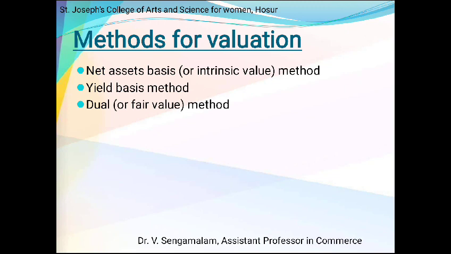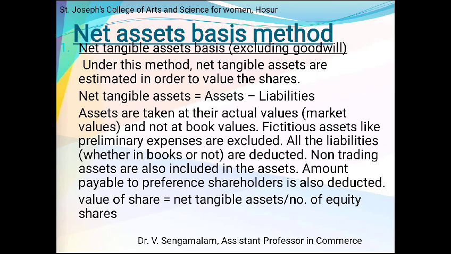Next we're going to see about the methods of valuation. There are three methods of valuation of shares. First one is net assets basis, second one is yield basis method, third one is dual basis method. Net assets method, excluding goodwill: the net tangible assets are taken for the calculation. Net tangible assets equal assets minus liabilities. All the assets are taken for the calculation at market value. Fictitious assets like preliminary expenses are excluded.